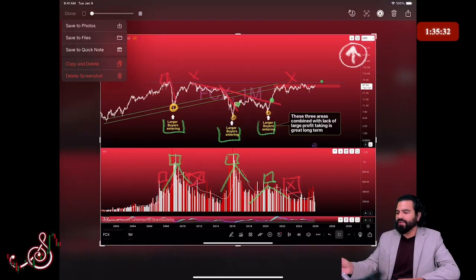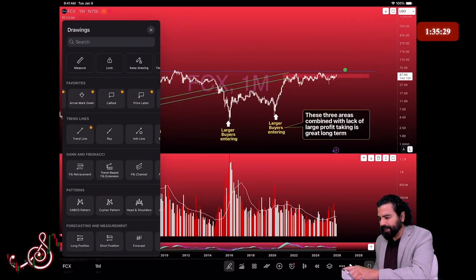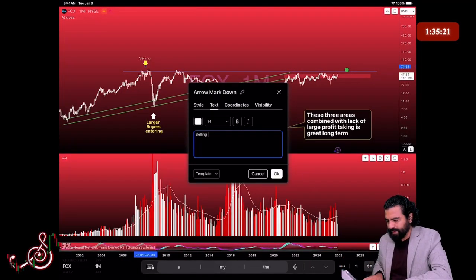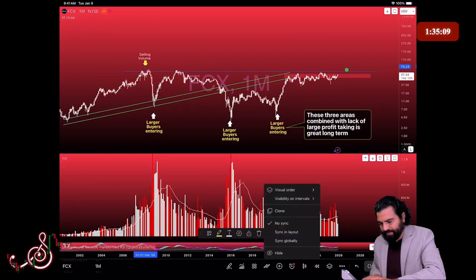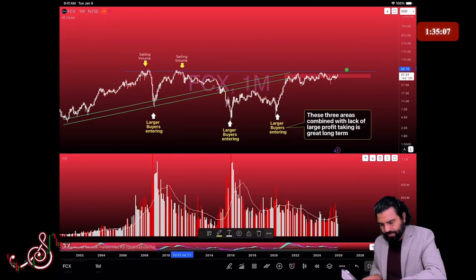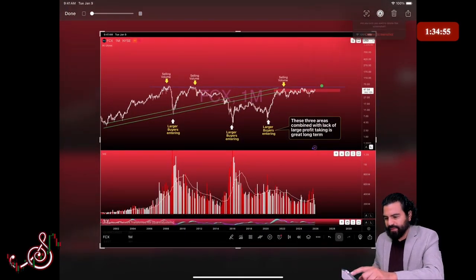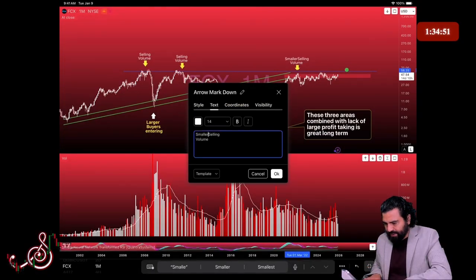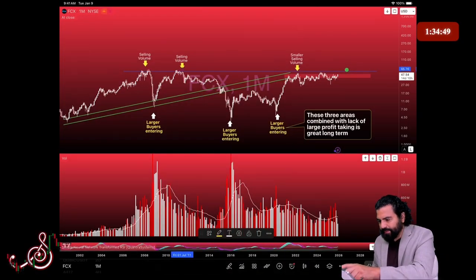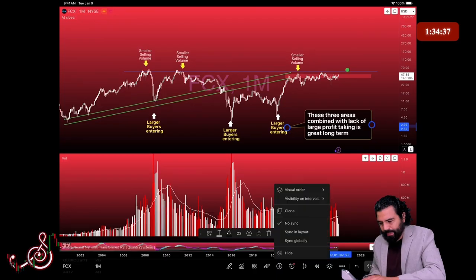So now let's write down those sellers. Okay, selling pressure, selling volume, remaining selling volume. All right, and then I'll put a little call out for that. So of these three, and I should say smaller selling for the context. It's smaller selling volume. Yeah. Let's write this down now.